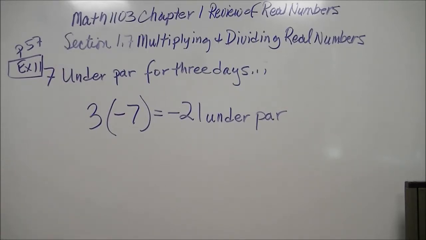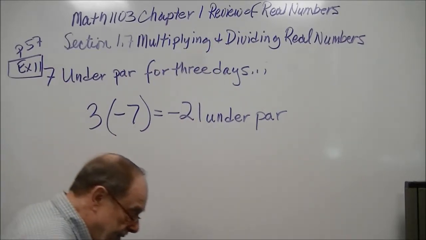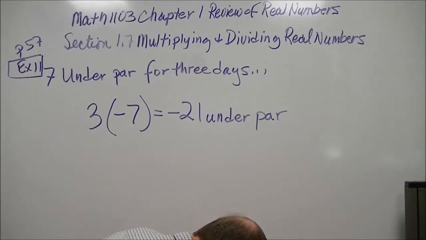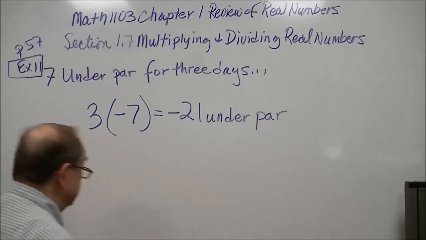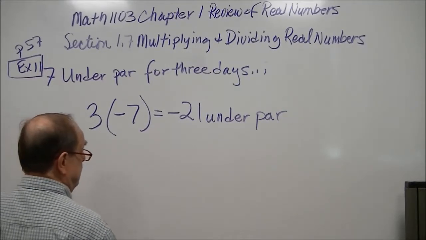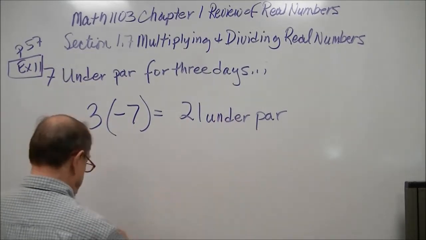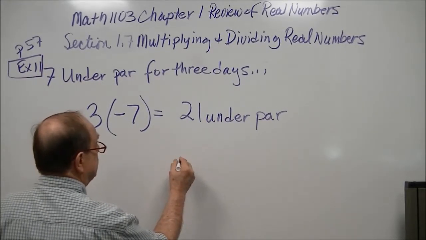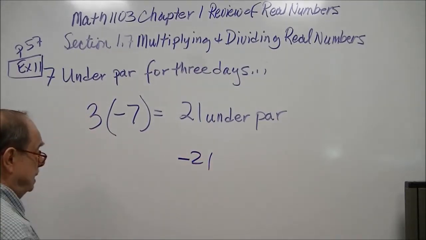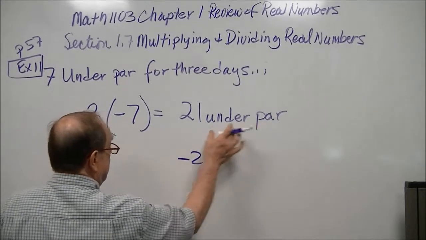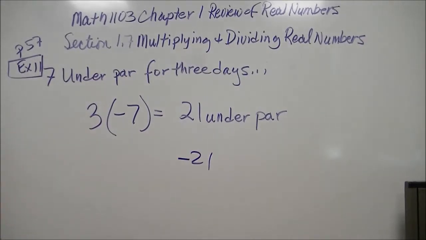I may be a little redundant here, because under par implies the negative, so maybe it's just 21. Let me see what the book says here again. Yeah, they say it either way. If you say under par, you would say 21 under par, or a -21. Because under par implies the negative. Okay, just to clear that up.